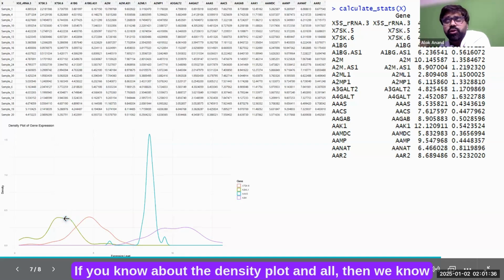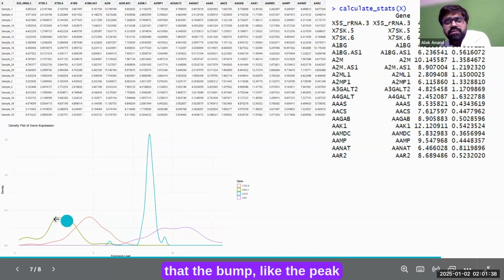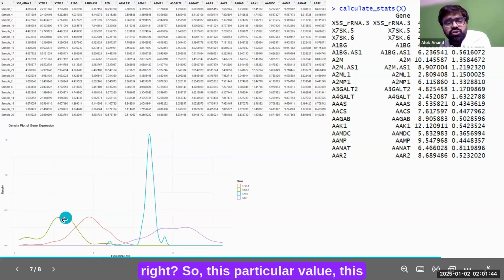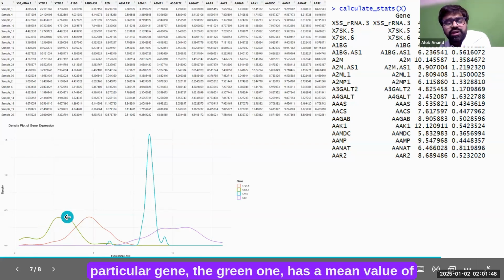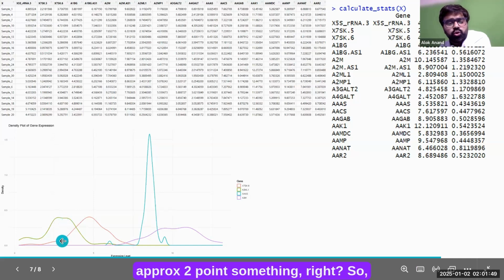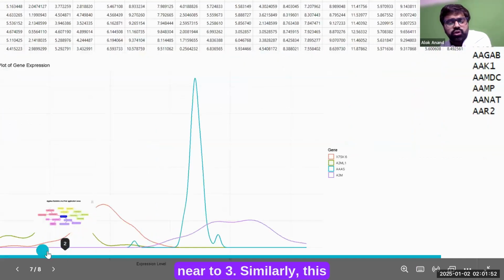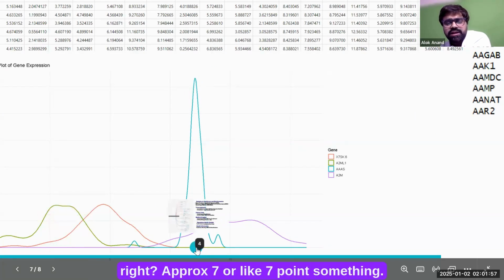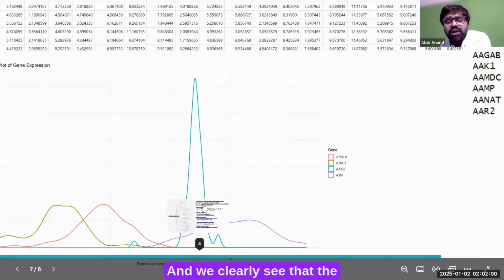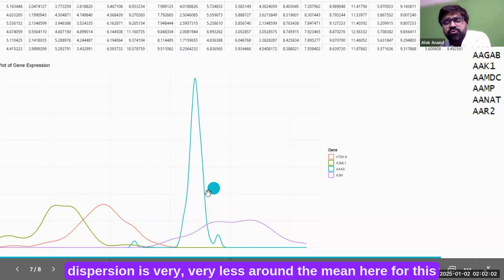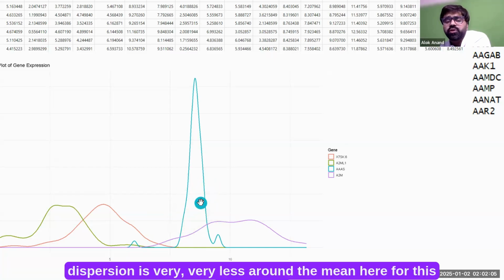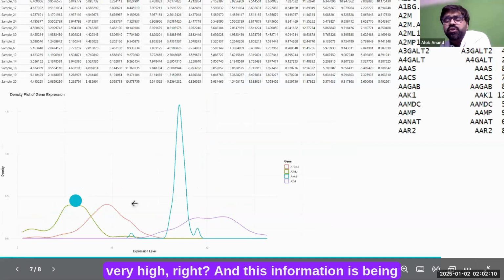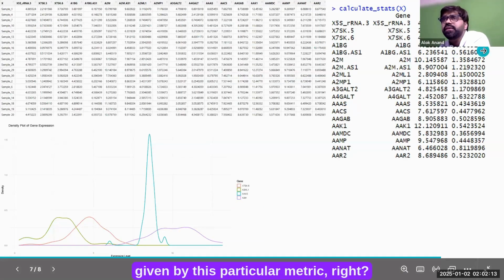If you know about the density plot, then we know that the peak is around the mean, basically the mean and the mode value. So this particular gene, the green one, has a mean value of approximately 2 point something, so near to 3. Similarly, this particular gene has a mean value of approximately 7 or 7.5. And we can clearly see that the dispersion is very low around the mean for this particular gene, whereas the dispersion for this particular gene is very high.